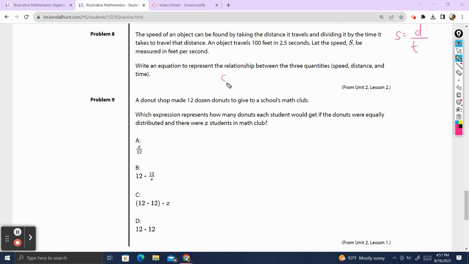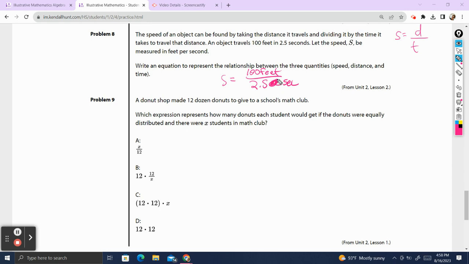Well, we have S. The distance is 100 feet. Don't forget your units. Over the time, which is 2.5 seconds. There we go. Our speed is 100 feet over 2.5 seconds. Oh, that's a 2.5. I knew I made a mistake. And there we go. We're done.